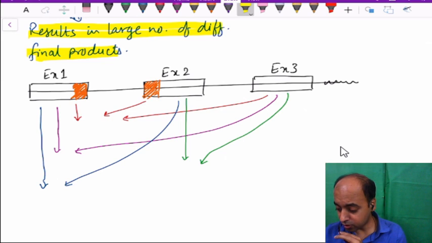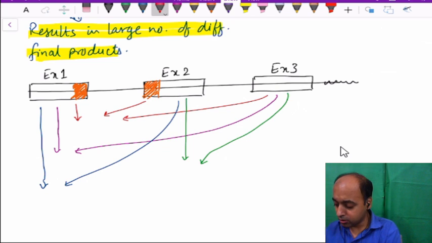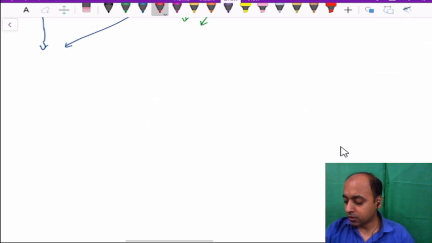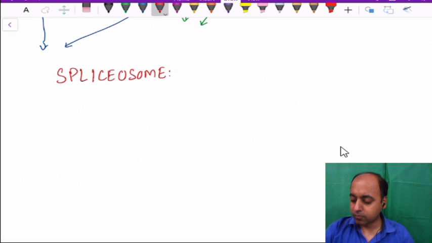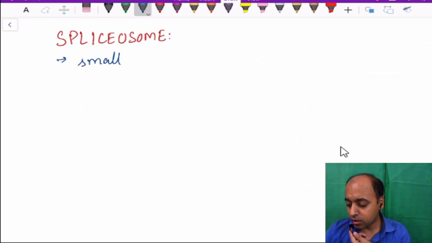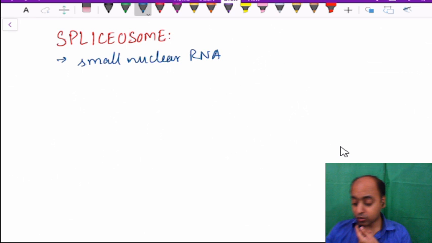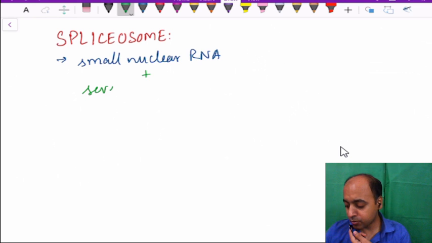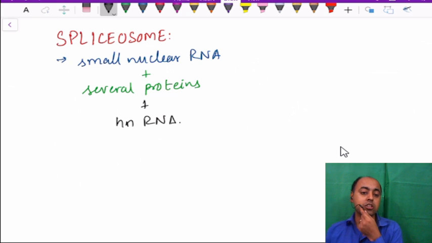Second thing is, for splicing, the complex which is formed is known as spliceosome. And which is the catalyst in the spliceosome? The catalyst in the spliceosome are the small nuclear RNA, plus several proteins, and which is linked to the HnRNA, heterogeneous nuclear RNA. This is the structure of the spliceosome. It has the small nuclear RNA, the several proteins, and the HnRNA.